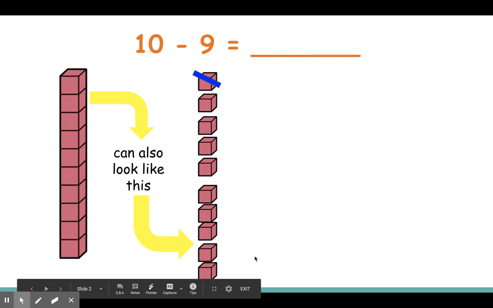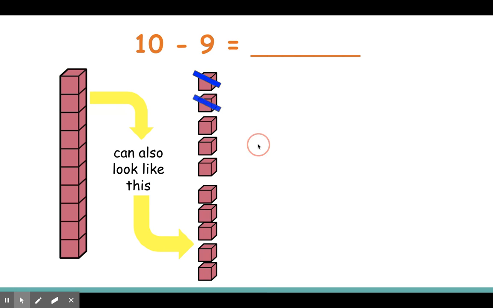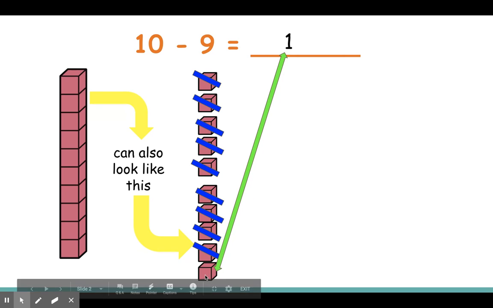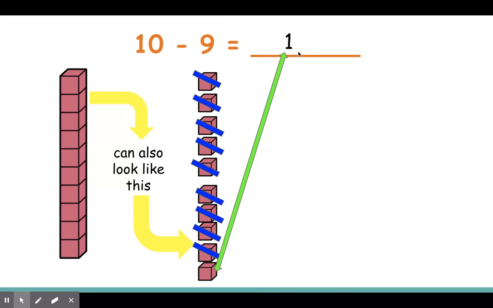Now we can start to take away 9. Let's count together. 1, 2, 3, 4, 5, 6, 7, 8, 9. We have 10 and we have taken away 9 of them. What remains? That's right, 1 here down at the bottom. So 10 subtract 9 equals 1. Now, can we use this same strategy even when our numbers get bigger?